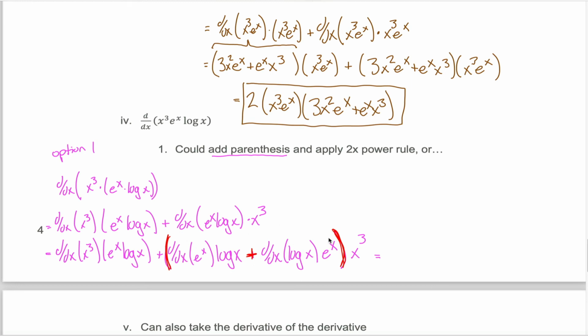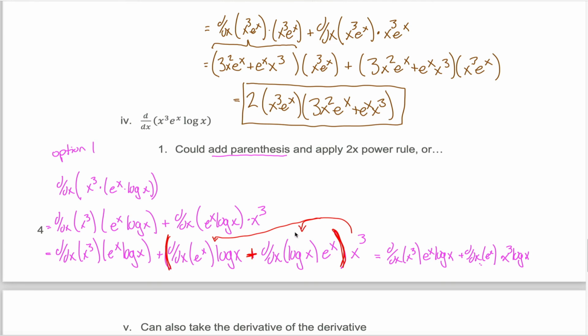So to get rid of these parentheses, I have to take this x cubed and distribute it to each of these 2 terms. So what does that end up looking like? From out here, I got the derivative of x cubed times e to the x log of x. And then if I took this x cubed and distributed to this one, I would have the derivative of e to the x times this x cubed and times this log of x.